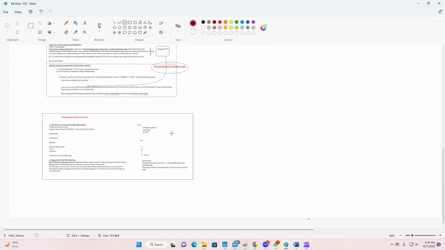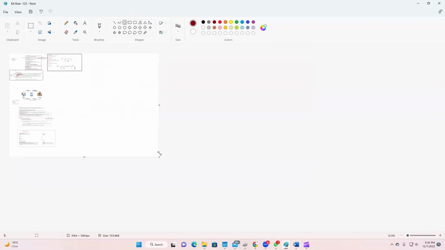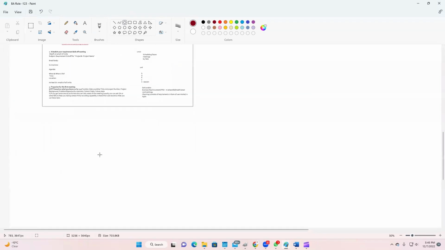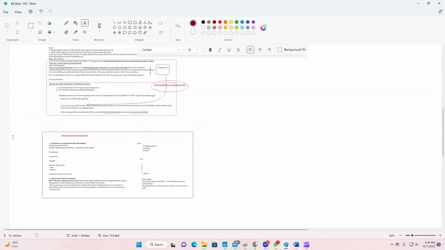Okay, all right. So the next thing is, now the requirement document is created. Okay, and what would be the next phase?